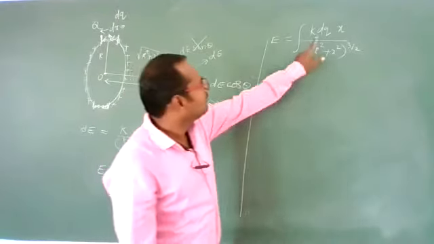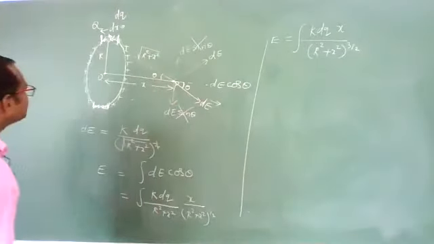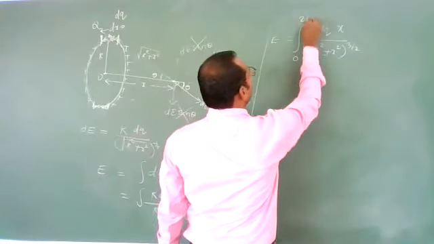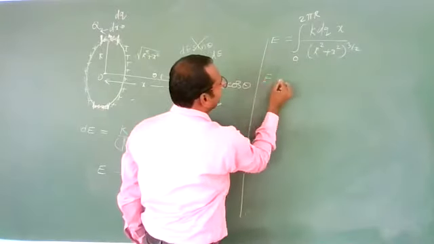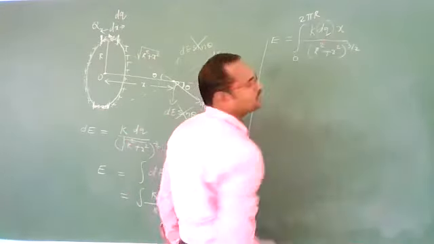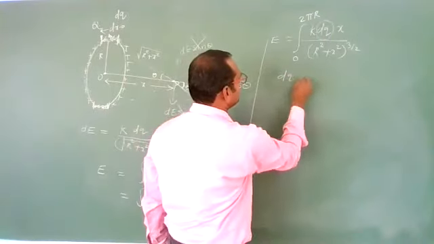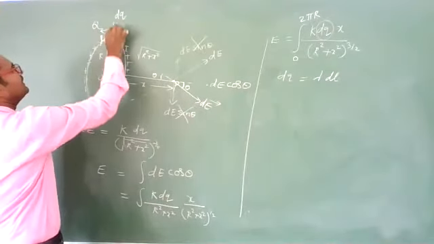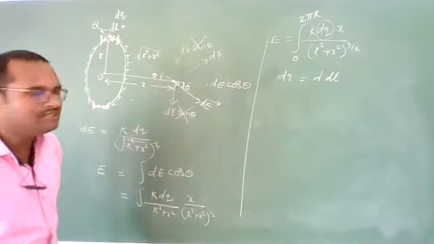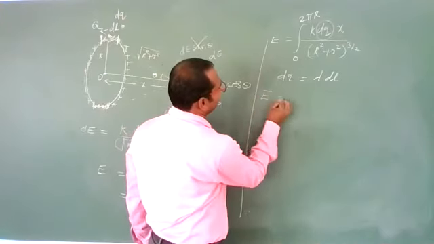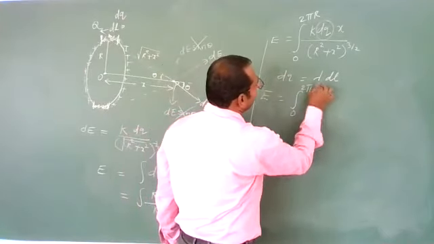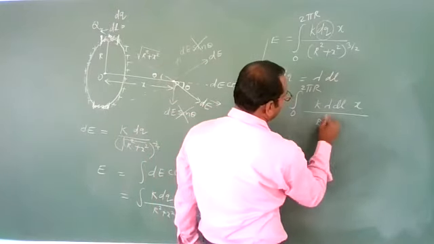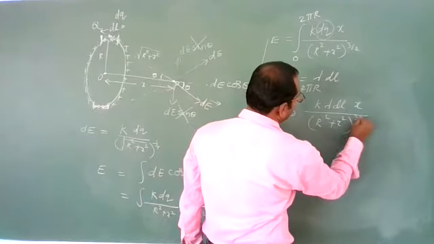Now the question will arise: what are the limits we need to take? Limits are from 0 to the total length 2 pi r. So 0 to 2 pi r we should do. So the net electric field is here, dq. What is dq? dq is equal to lambda into dl. If this length is L, dl, you can write lambda into dl. So the net electric field will become the integration from 0 to 2 pi r of k lambda dl into x divided by (r square plus x square) whole power 3 by 2.